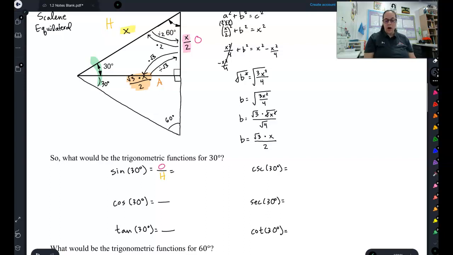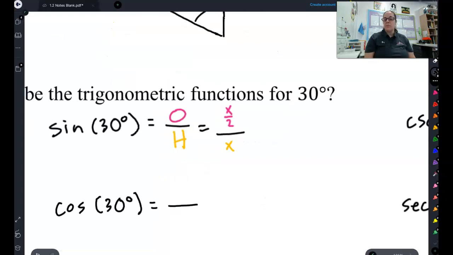In this case, my opposite side is x over 2. My hypotenuse side is x. And if I want to simplify this, I'm going to need to do keep, switch, flip. So I'm going to put this little x over 1. I can do that with anything. I keep the numerator, switch to multiplying, and flip the denominator. There we go. And now I notice my x's cancel, and I get 1/2.